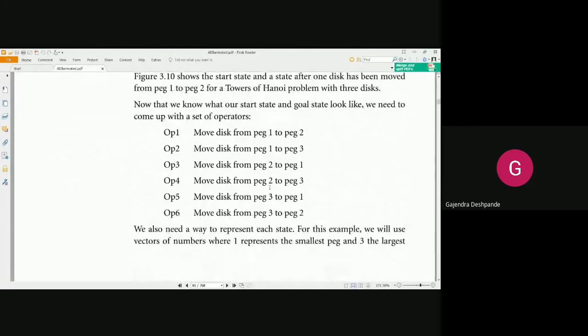So again, we have got a set of operators. You need to define the set of operators again in artificial intelligence, or whenever you are solving a problem. It is a very important step.